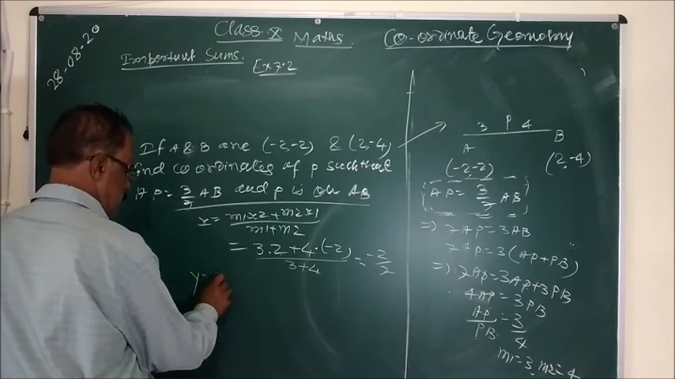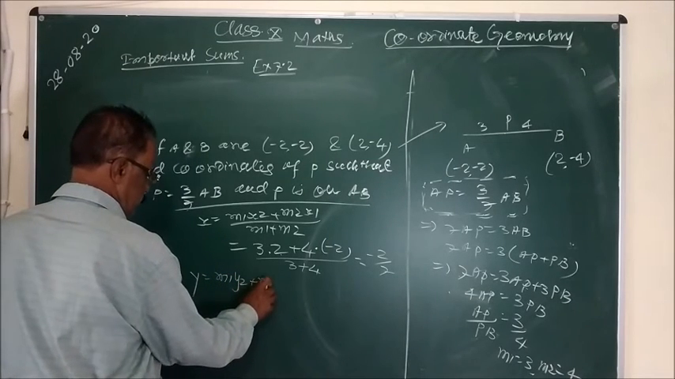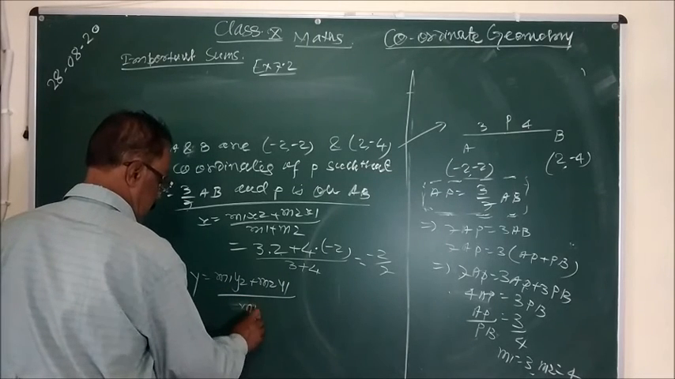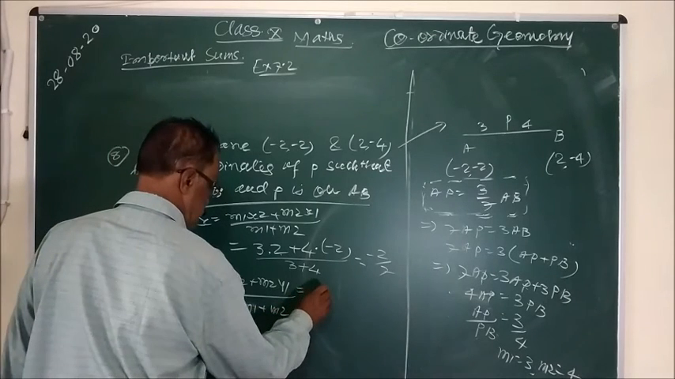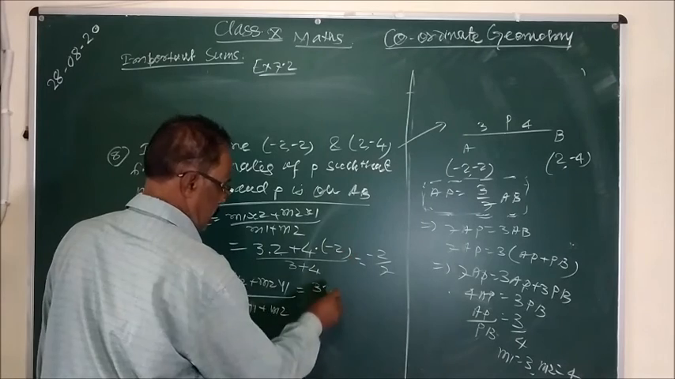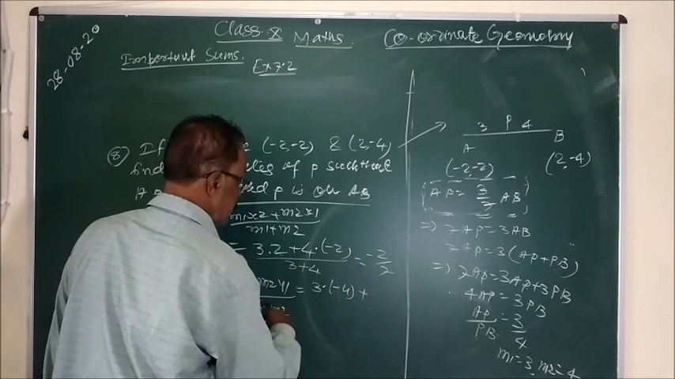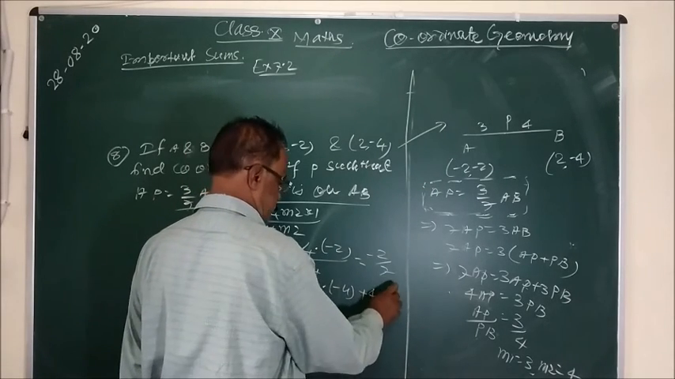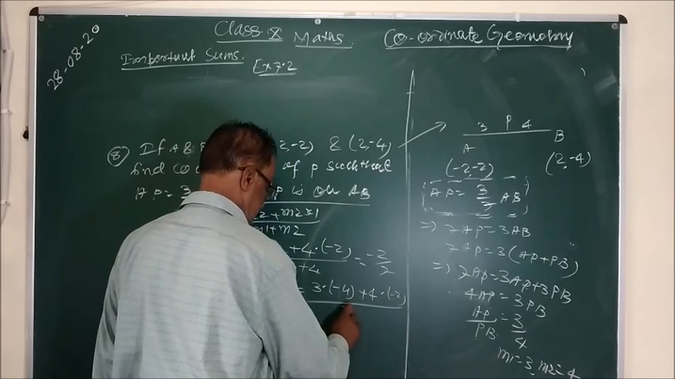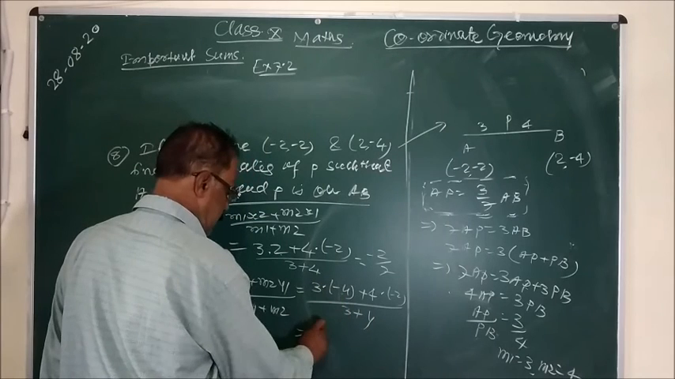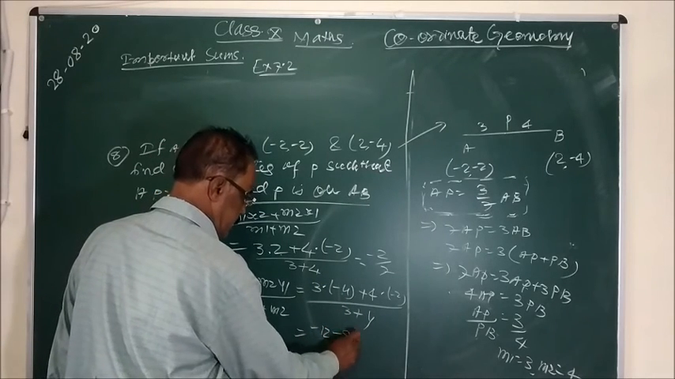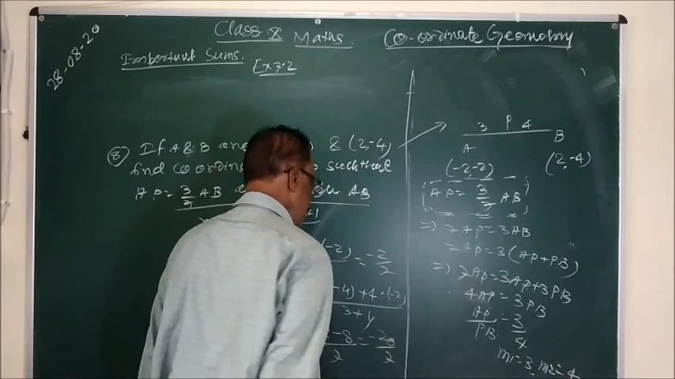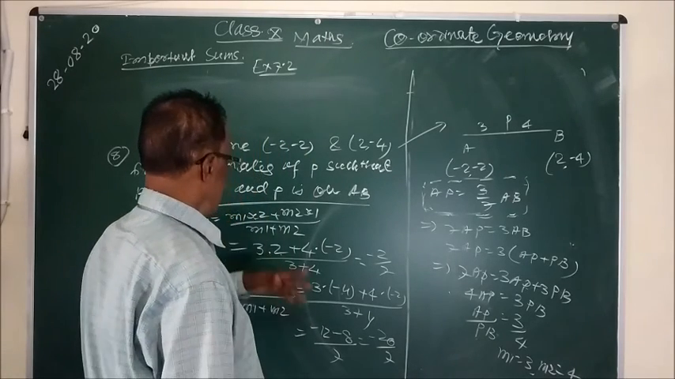Now you see y is equal to (m1 y2 plus m2 y1) upon (m1 plus m2). You write the formula, and now you will put the values: 3 into y2, which is -4, and plus m2, 4, into y1, which is -2, upon 3 plus 4. So this will be -12, and this will be -8, and this will be 7, so -20 by 7. So my dear students, this is the solution.